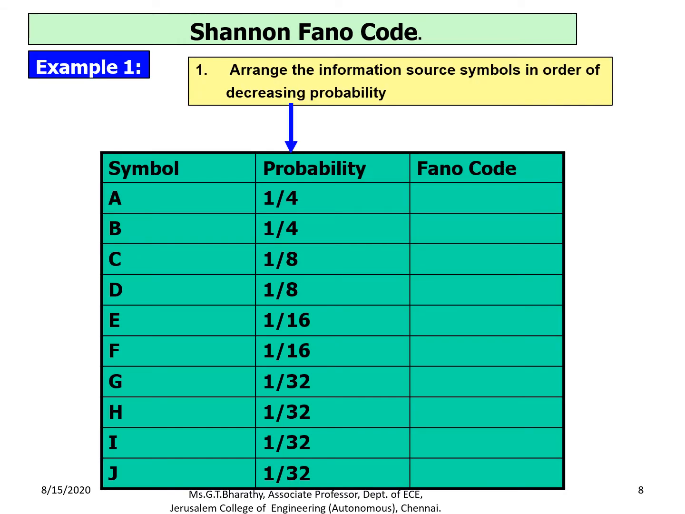So let us see Shannon-Fano coding with an example. The first step is to arrange the information source symbols in the order of decreasing probability. Here you can see the symbols A, B, C, D, E, F, G, H, I and J occurring with these probabilities, already arranged in decreasing order: 1 by 4, 1 by 4, 1 by 8, 1 by 8, 1 by 16, 1 by 16, 1 by 32, 1 by 32, 1 by 32 and 1 by 32. So the first step is already over.